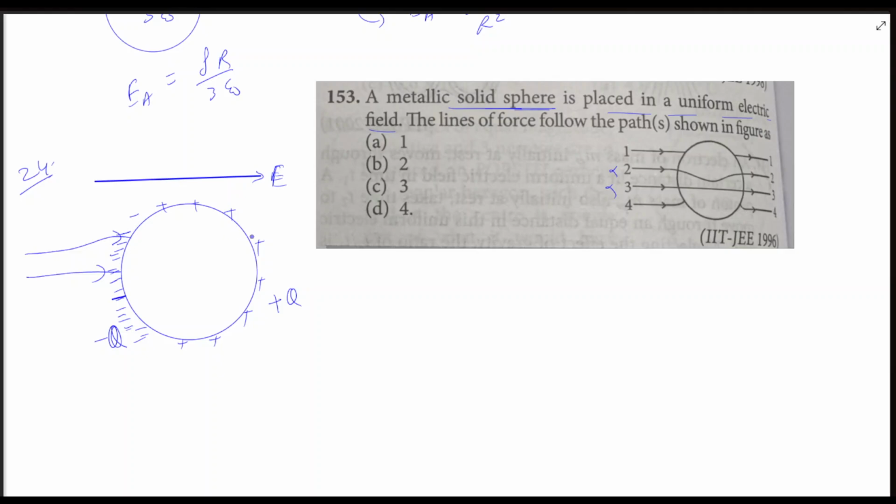They leave perpendicular to the surface. So if it is coming like this, they must leave like this, right? And inside there must not be an electric field. So one is wrong because it is coming at an angle, but the electric field must be perpendicular to the conductor, right? So 4 will be correct. This is wrong. So D option is correct, right?